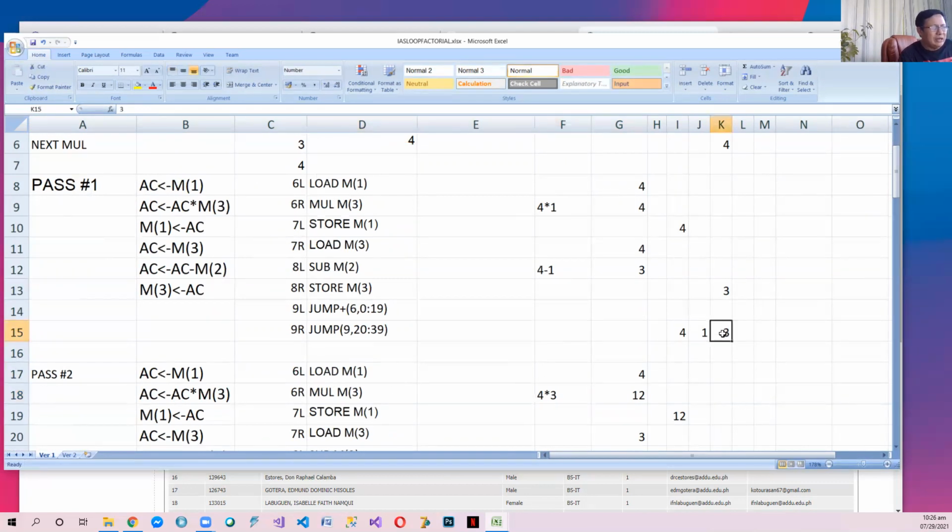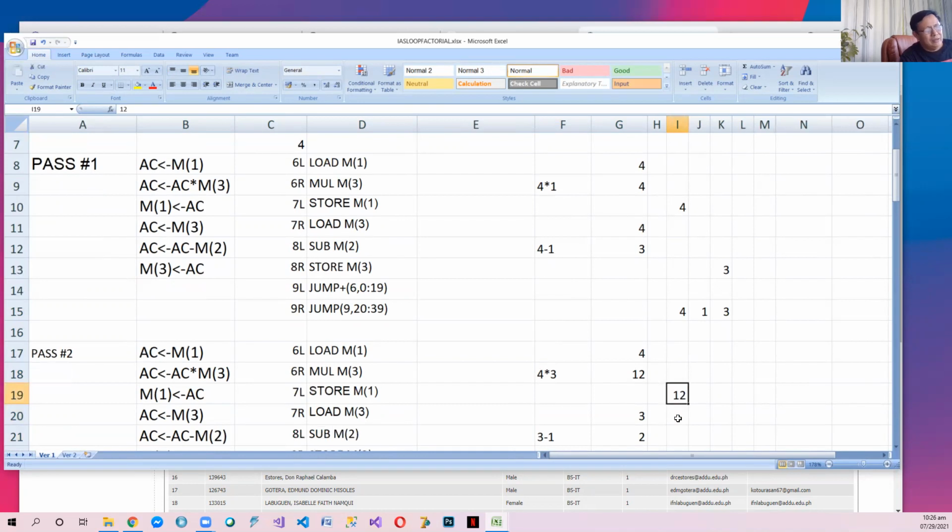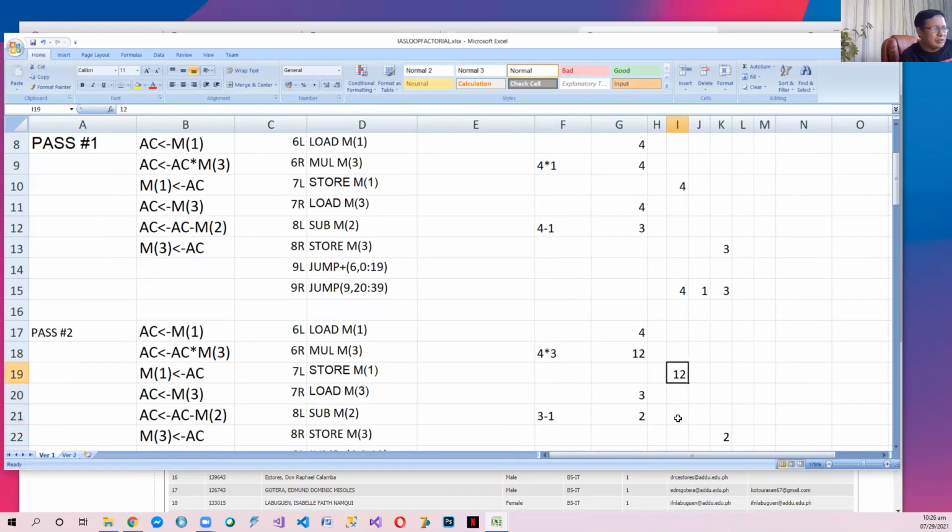Take note, it's 3. You follow this. It will become 4 times 3, and this is 12, and we store M1. So our next product is 12. Do you follow? So we have computed the next partial product, which is 12. The next thing to do is to compute the next multiplier.